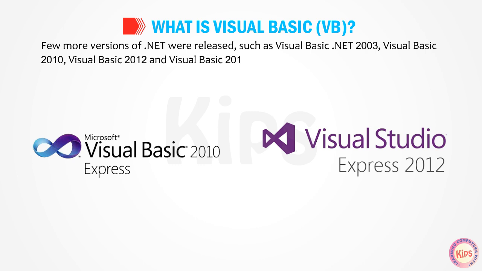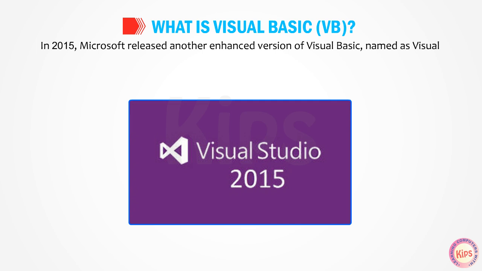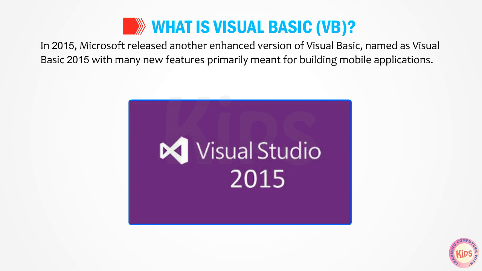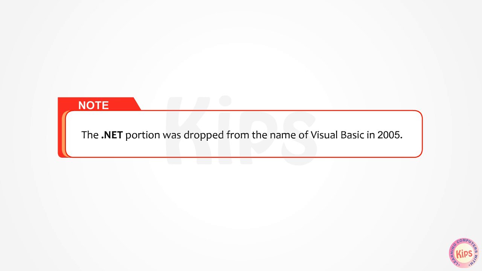Visual Basic 2013. In 2015, Microsoft released another enhanced version of Visual Basic, named Visual Basic 2015, with many new features primarily meant for building mobile applications. Okay, note, the .NET portion was dropped from the name of Visual Basic in 2005.